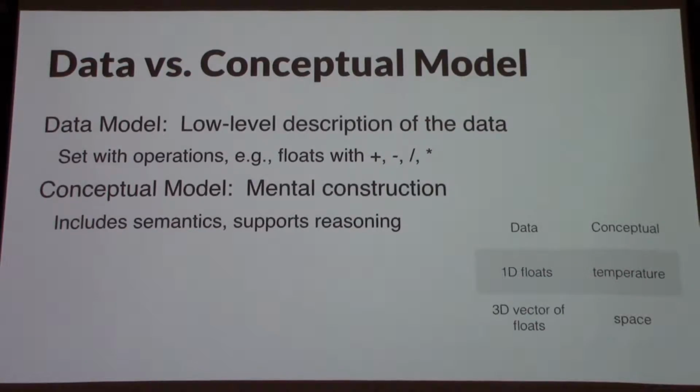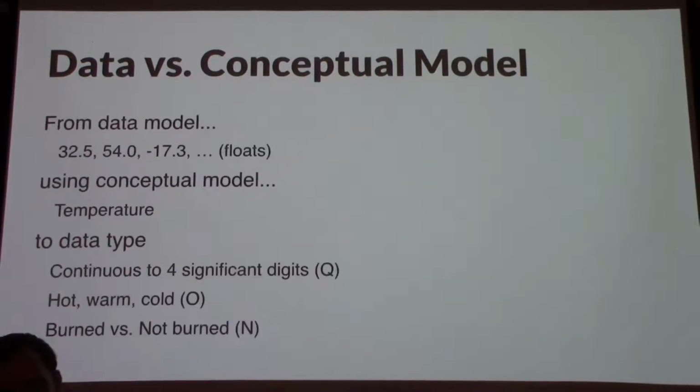So it's important to distinguish between the data and the conceptual model about the data. Data is really about the low-level description of the data, and we have all these operations that we can execute on them. And the conceptual model is what we think about it. It includes the semantics and it supports reasoning. So we have the data, 1D floats, and conceptual, this could be temperature, or a 3D vector of floats, this could be space. So this relates strongly to semantics.